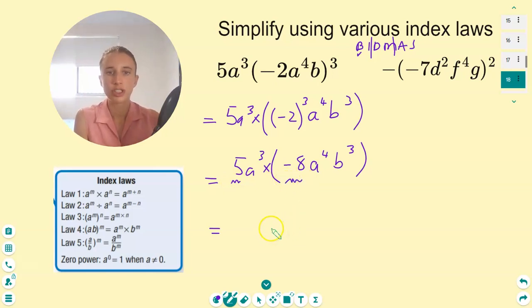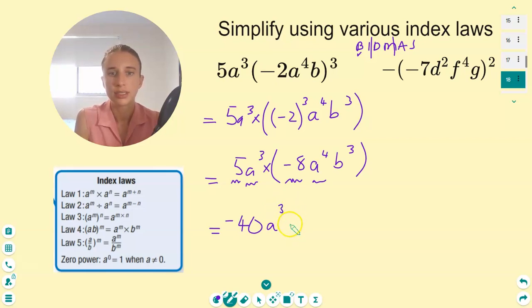Coefficient times coefficient. 5 times 8 is 40. Positive 5 times negative 8. Different signs means negative. So we've got negative 40. And then let's do our a's together. A cubed times a to the 4 like that and times b cubed. We'll simplify in this step. So then you're looking here and you can condense that a little bit.